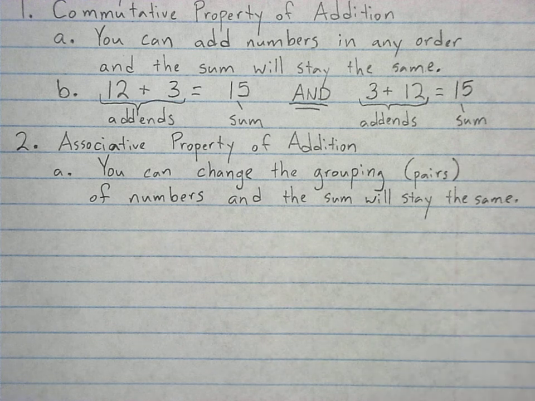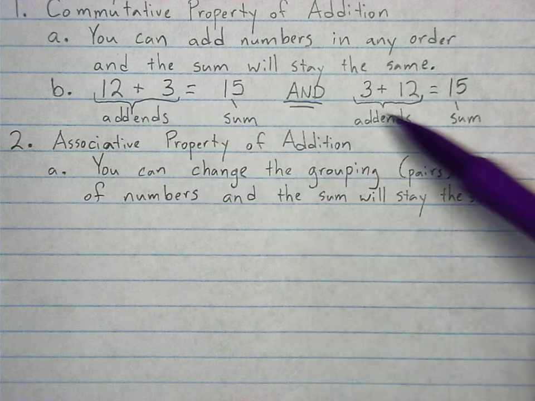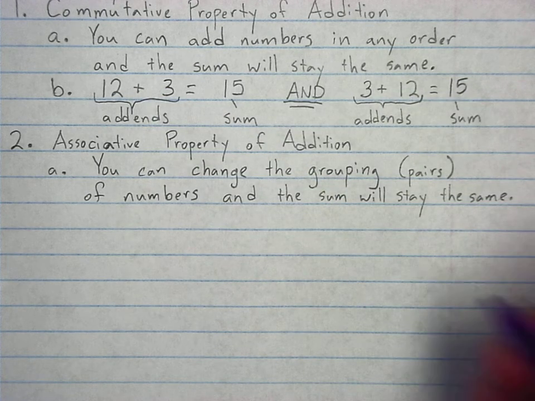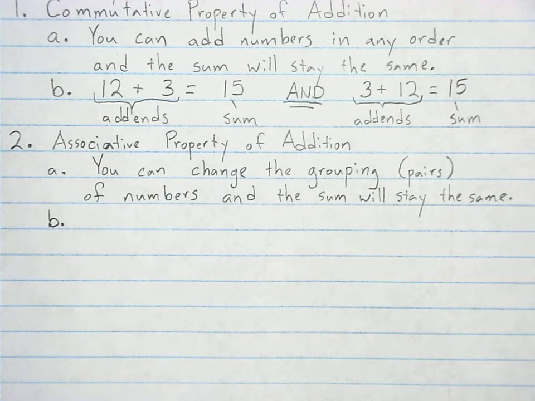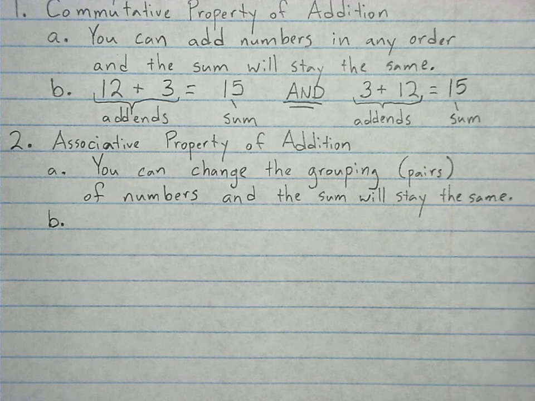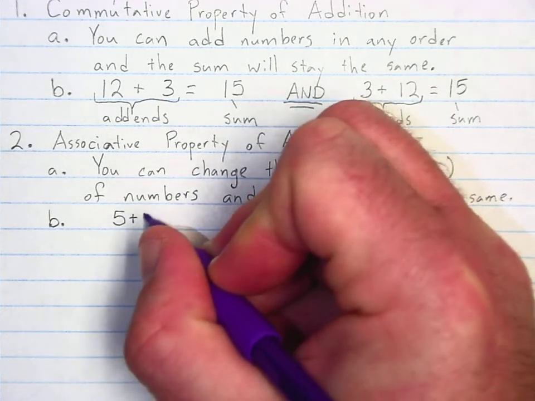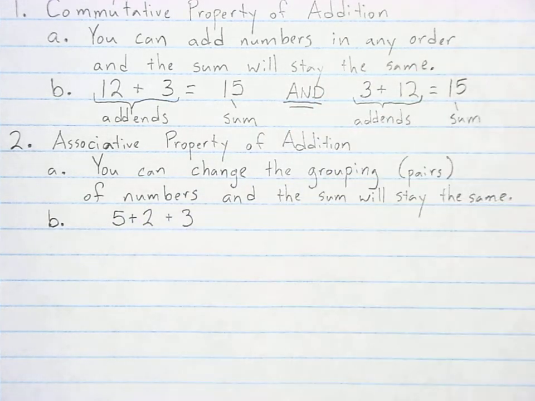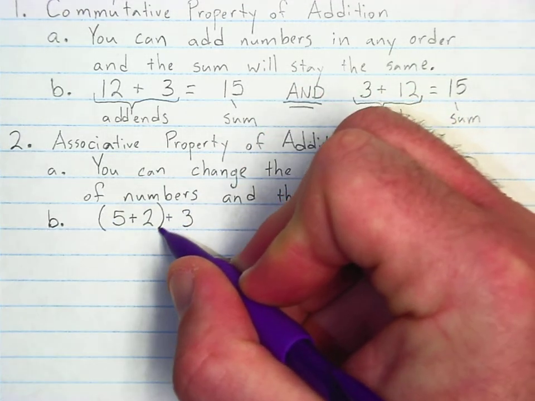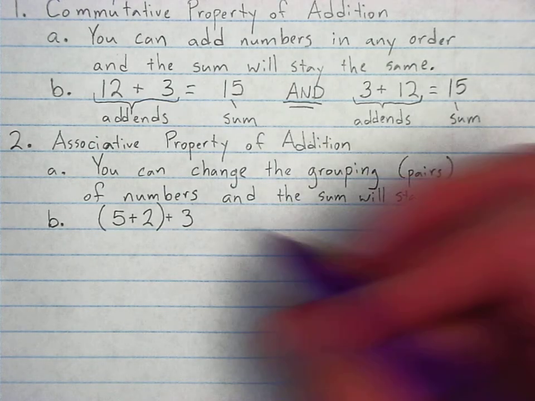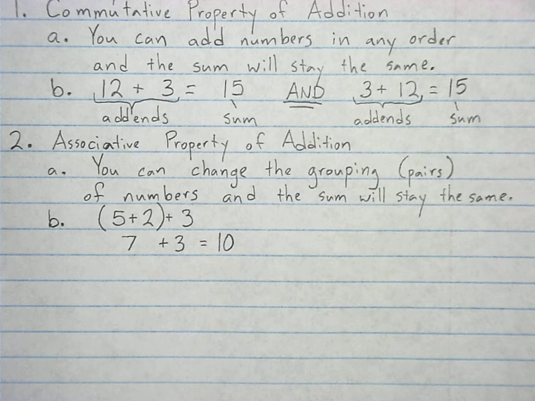Now, if you're wondering, what's the difference? I've got the same pair of numbers here, 12 and 3, 3 and 12. All I did was switch the order around. The associative property is saying something different. The associative property is saying if I have, let's say, 5 plus 2 plus 3, I can start by grouping these two. 5 plus 2. That's 7 plus 3 more equals 10. Okay, no problem.